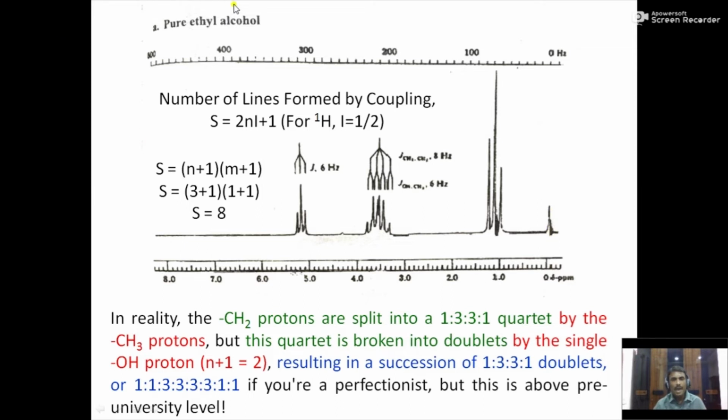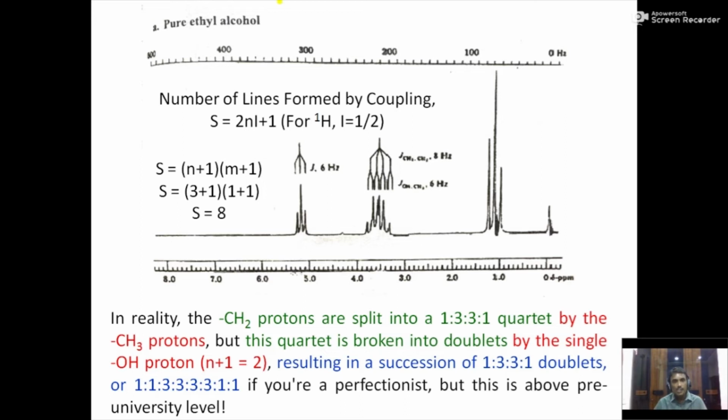In case of absolute ethanol, how the coupling is taking place, we know that. We are simply applying the n+1 rule. On the neighboring atom, neighboring carbon, how many protons are there? Plus 1. So CH3, CH2, OH. Nearby to CH3, there are 2 protons on the carbon. So you can do 2 plus 1, 2 plus 1 is 3. So CH3 will give a triplet.